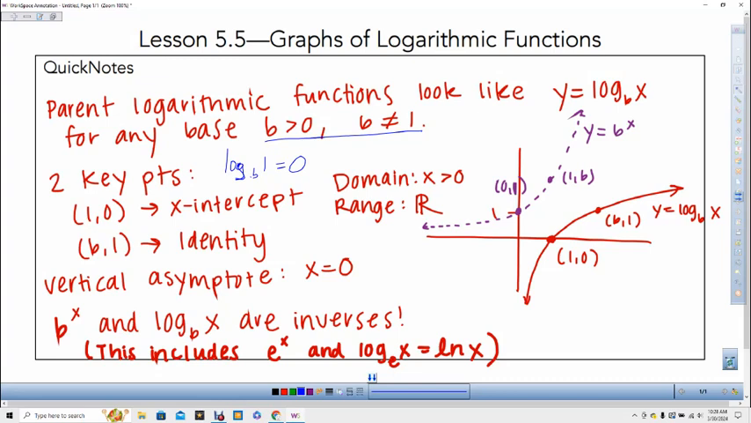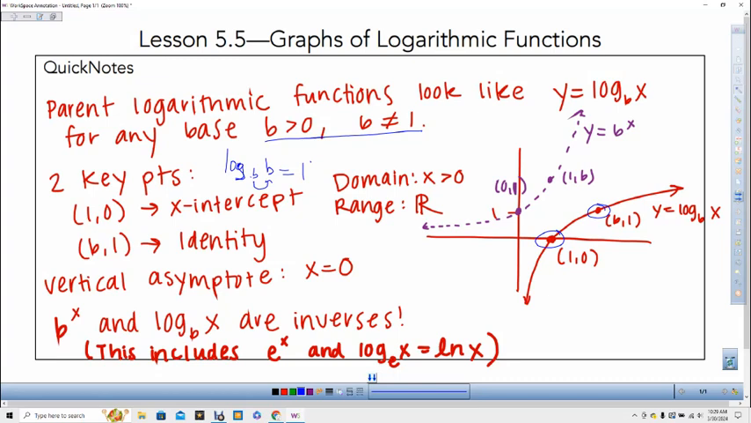The second point that's always going to be there is the point (b, 1). What's going to happen there is if we take the log base b of b, remember we're asking with a log, what power do I raise this base to get that? And that's going to be equal to 1. So those points are always going to be there. So here's that one and here's that one. And those 2 points are going to give us the general idea of what kind of a graph we're looking at.